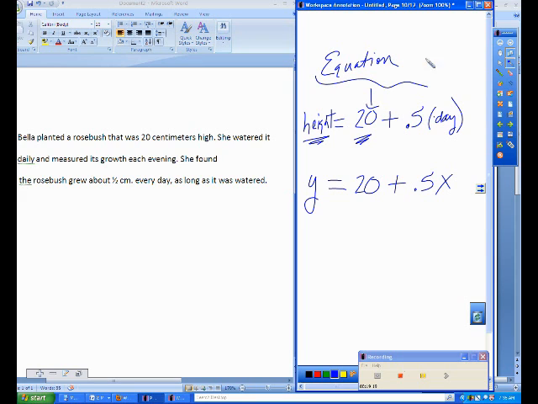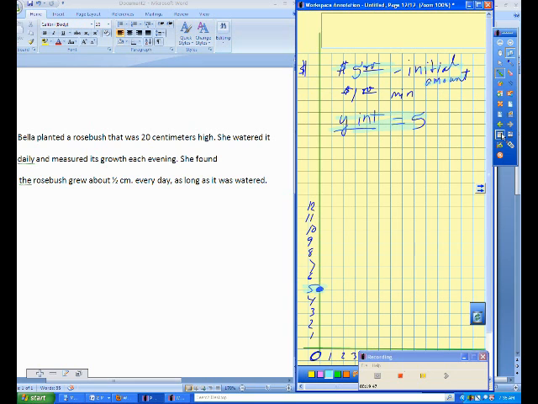So my height, which is the same thing as my y value, is going to be equal to our original amount plus the amount that it grows each day, or the amount that it changes each day, times the number of days, which is x. So I'm going to take this equation that we just wrote and move it over here for a second.